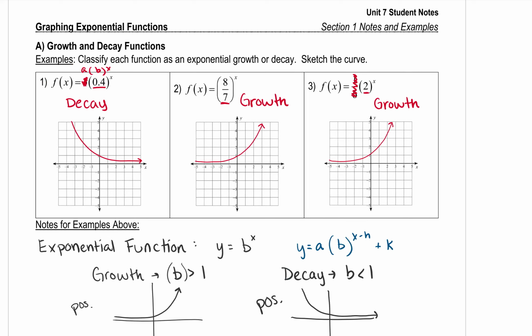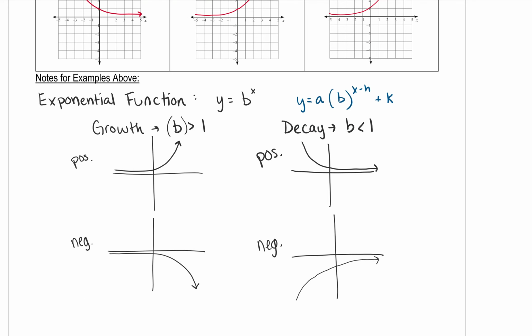I'm either going away from x or towards x, but I never touch it. I never cross the x-axis, okay? And we'll talk about that more in a minute. But basically, these are the shapes that you will see, and it's all dependent on b, which is the base.